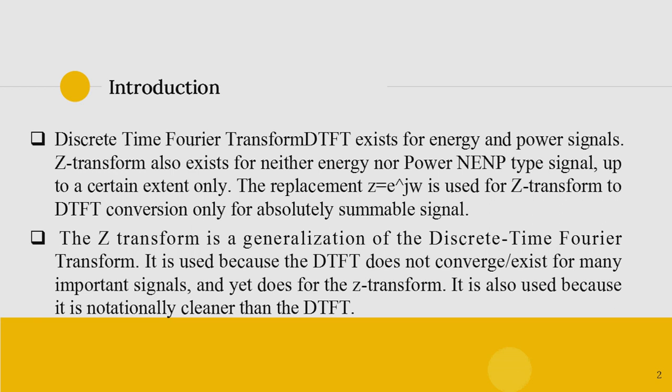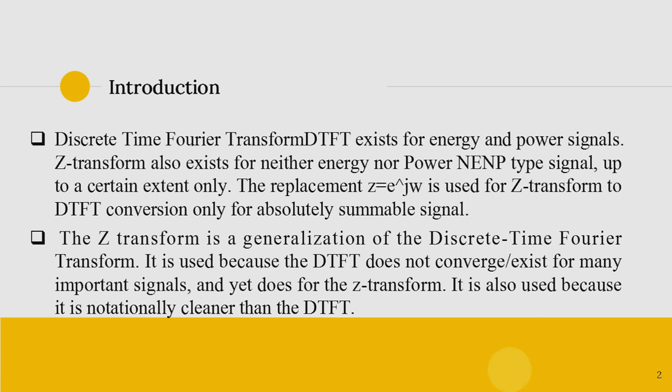conversion for only absolutely summable signals. Suppose you want to convert a signal from the Z transform to the DTFT, then if you replace z equal to e raised to j omega, you will get the DTFT. So the Z transform is the generalization of the discrete time Fourier transform.